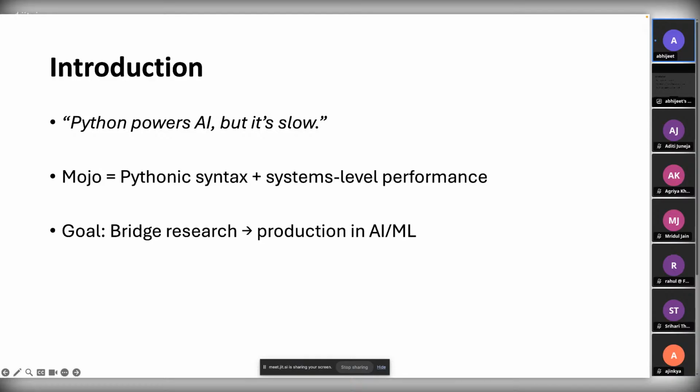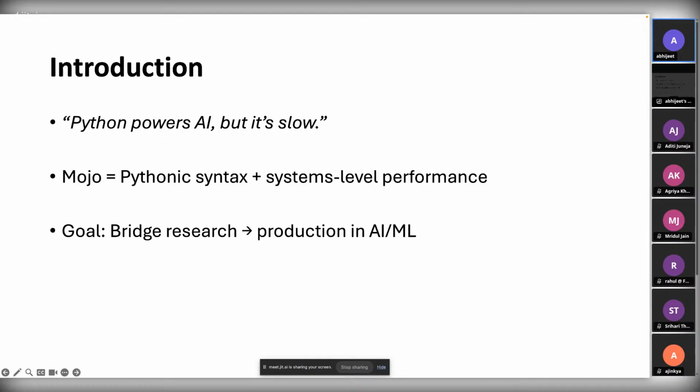When you want to train at scale or write a custom kernel or optimize a pipeline, you usually end up dropping into C++ or CUDA. Suddenly, you are maintaining two versions of your code, one in Python for research and one in another language for production. So Mojo is trying to close the gap.